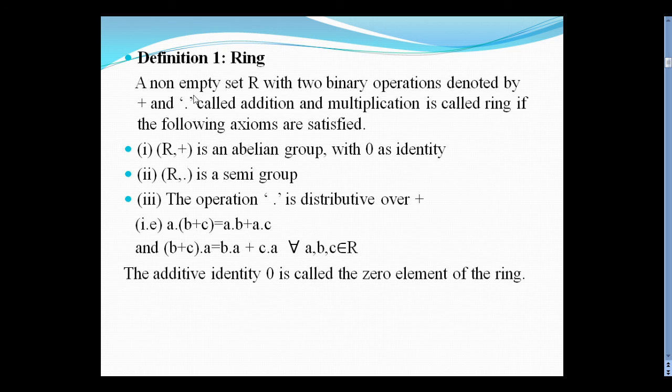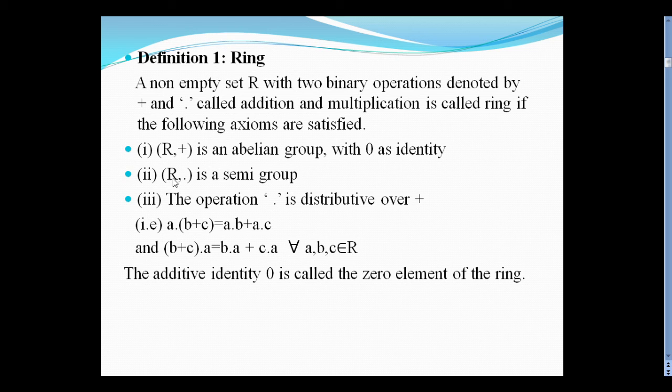Definition of a ring: a non-empty set R with two binary operations denoted by addition and multiplication is called a ring if the following axioms are satisfied. So first thing, R is a ring. Under addition, it should satisfy abelian group. It should satisfy first of all group properties, then the abelian property. So it must be an abelian group with 0 as identity.